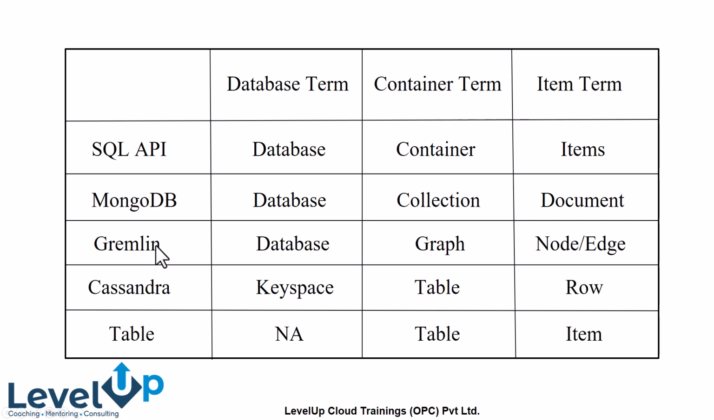Now, if it is a Gremlin API, which supports a graph, the database term is referred to as database, the container is referred to as a graph, and the item is referred to as a node or edge. If it is Cassandra, the database is referred to as keyspace, the container is referred to as table, and the item in Cassandra is referred to as row. And in a Table API, there is no database term. A container is called a table, and the item is called an item.